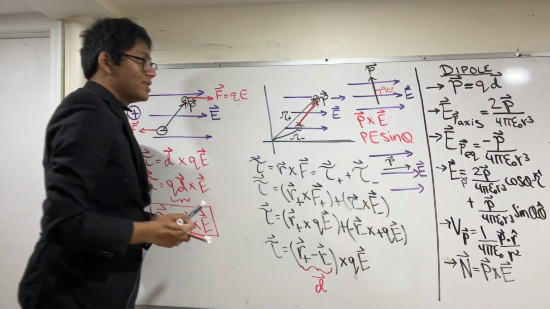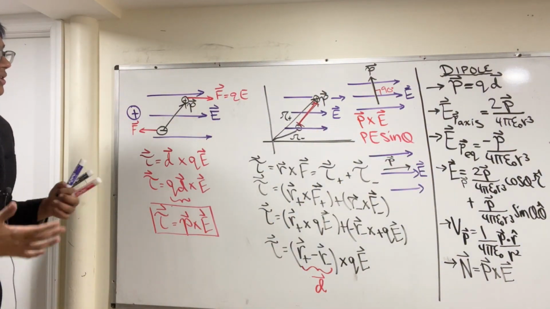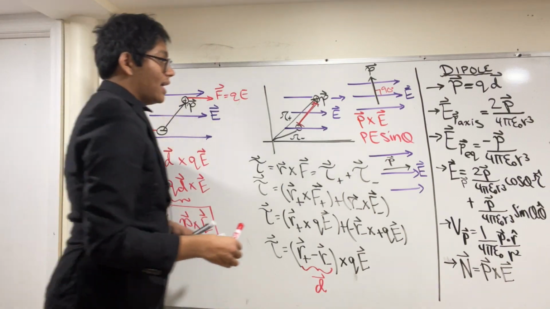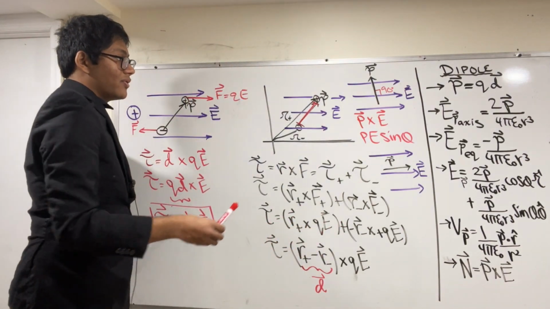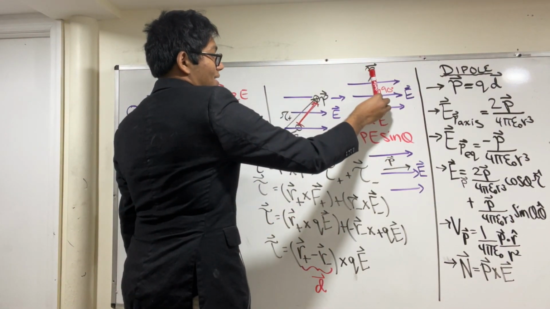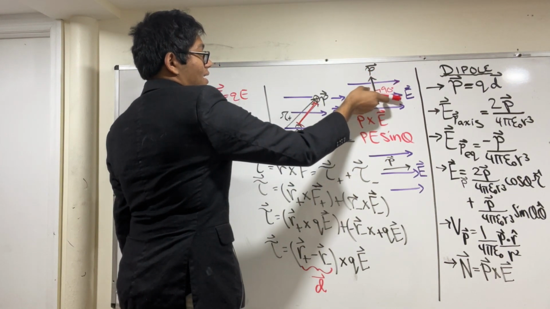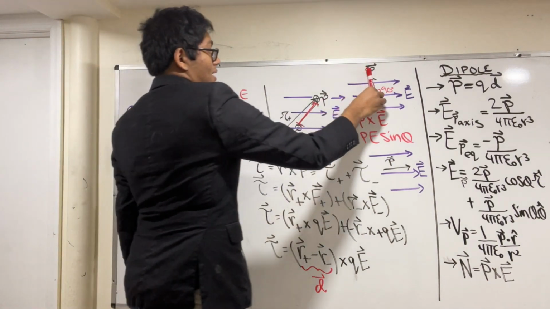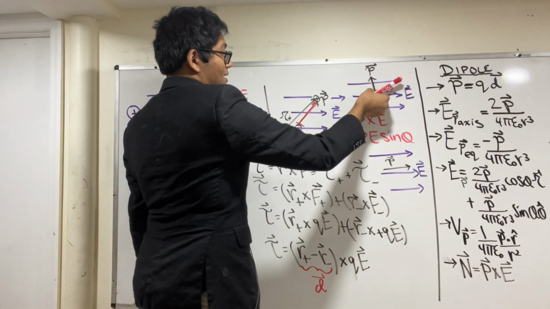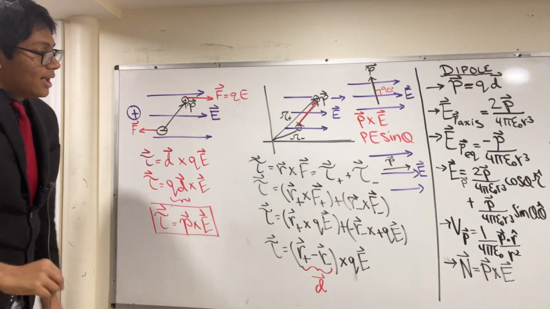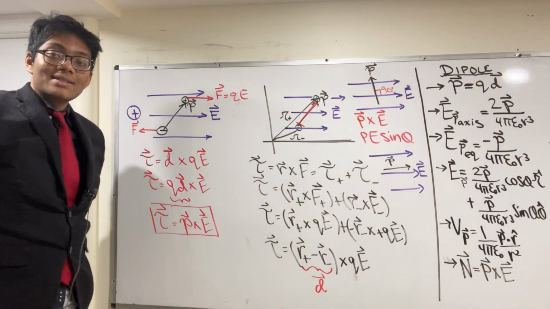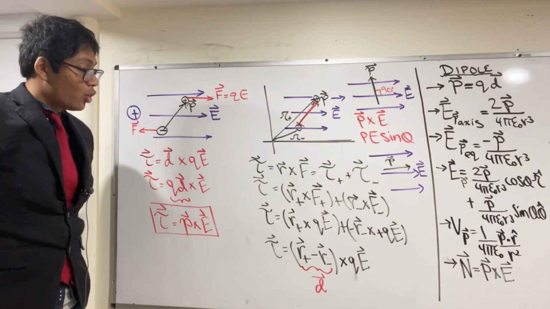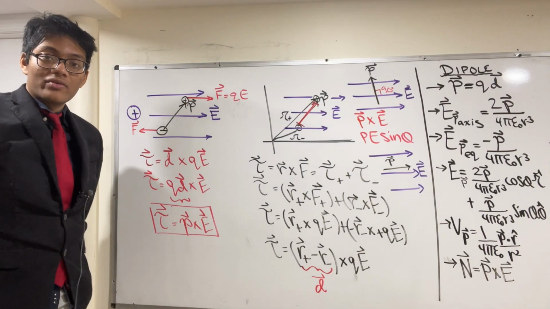So the sine of 0 is 0, so there's no torque. Hopefully that gives you some intuition for the torque on an electric dipole in a uniform electric field. Here the torque is maximum, gets smaller, smaller, smaller, and now it's 0. Although due to momentum, the dipole may keep on going like this and then finally slowly align with the electric field. So that is the equation for the torque exerted on an electric dipole by a uniform electric field.